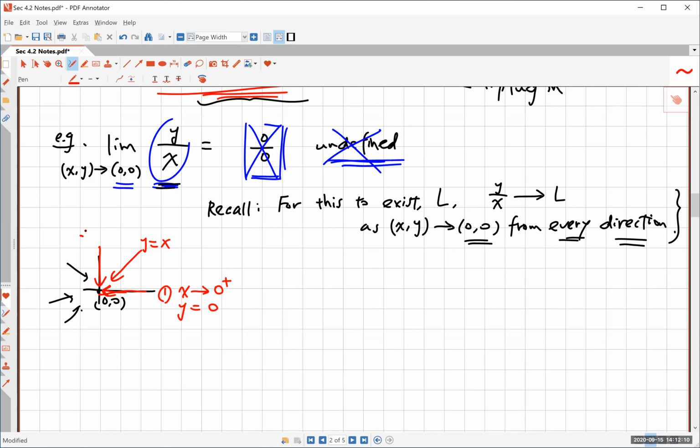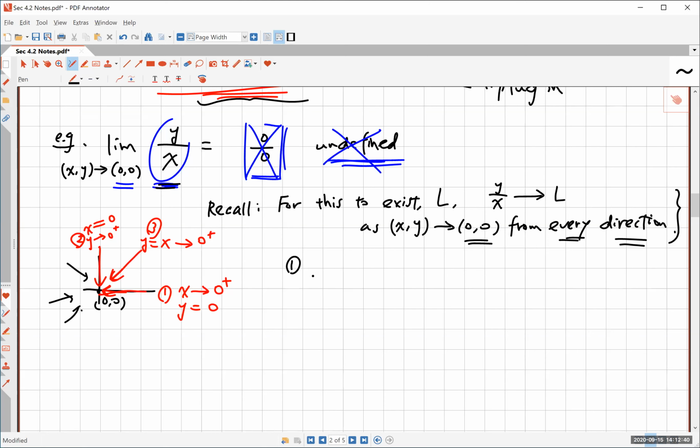And number two, x is actually 0 along here, and y is approaching 0 from the positive side. Over here, path number 3 is where x and y stay equal to each other, and they are both approaching 0 from the positive side. Think about what happens to this expression y over x.